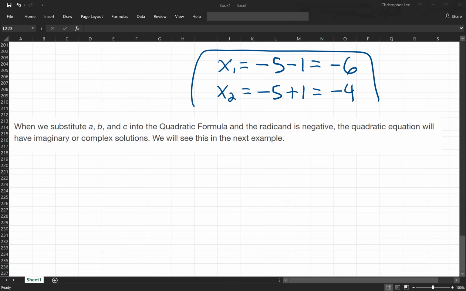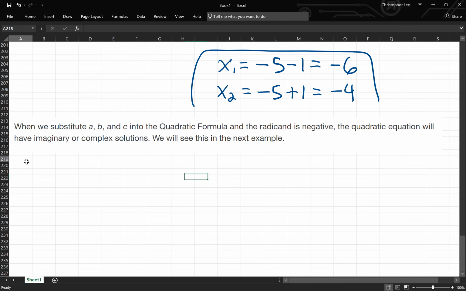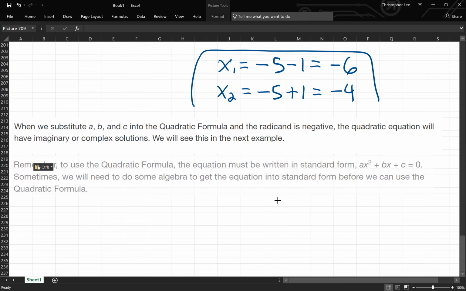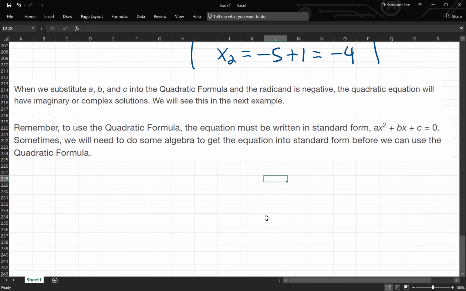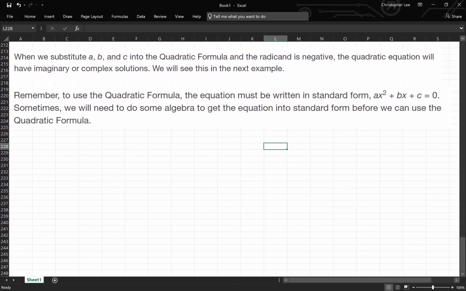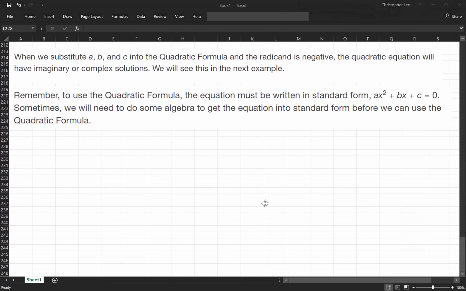Another thing to say: remember, to use the quadratic formula, the equation must be written in standard form, ax squared plus bx plus c is equal to 0. Sometimes we will need to do some algebra to get the equation into standard form before we can use the quadratic formula, right? And that is a situation.